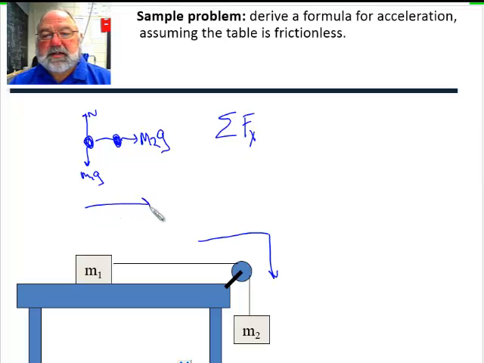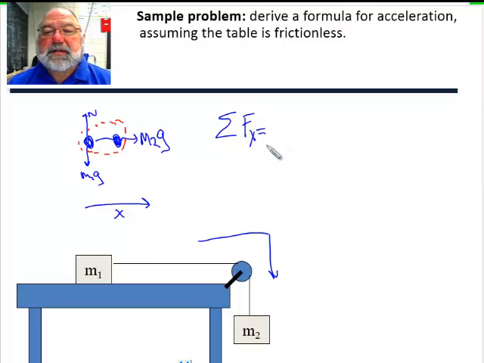I'm going to notate that that's the x direction. I'm going to identify what my system is. I'm just going to draw a little dotted line around it. That's my system, which means that the tension from the cable in the middle is an internal force, and we get to ignore it during our calculation for the acceleration.